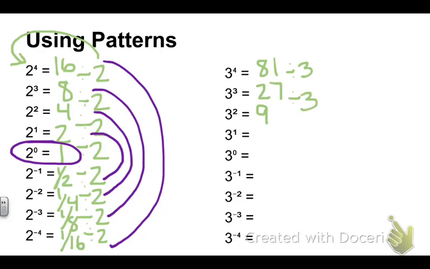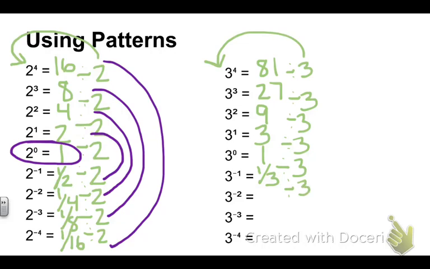And again, why are we dividing by 3? Because our base is 3. If we had a pattern of 5s, what do you think we would divide by? 5. Alright, so keep this pattern. If we keep dividing by 3, 9 divided by 3 is 3. Keep this pattern. 3 divided by 3 is 1. Keep the pattern. 1 divided by 3 is 1/3. Divide that by 3. 1/3 divided by 3 is 1/9.